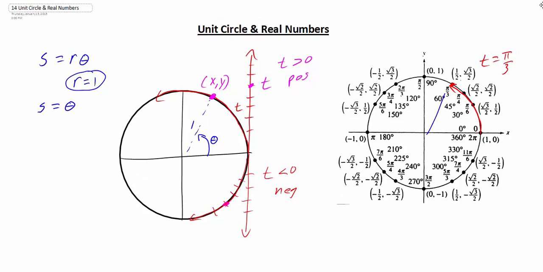All right, so hopefully now you're familiar with making the connection between the unit circle and the real numbers, how we can think of taking our real number line and wrapping it around the unit circle. And then we can actually identify here the x and y coordinate that matches up with that particular number.